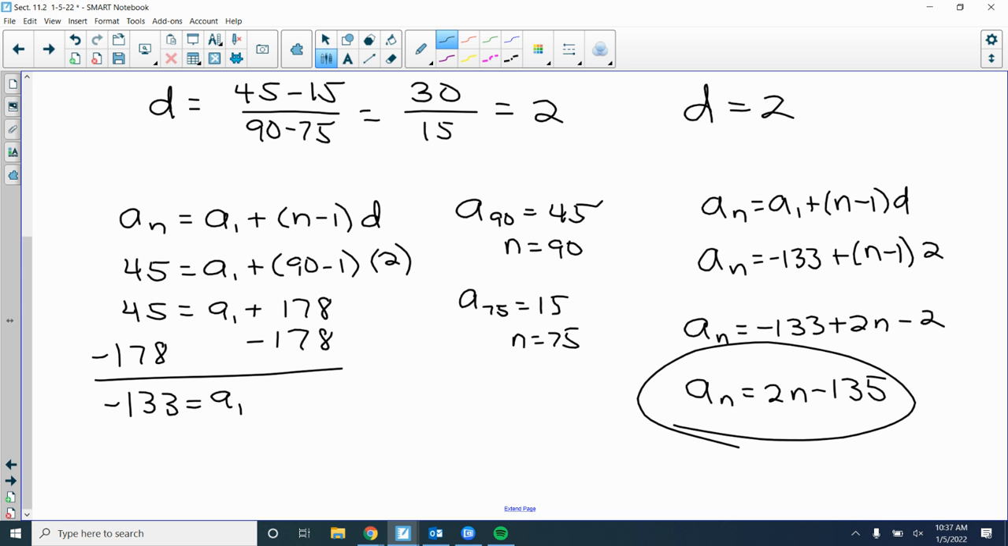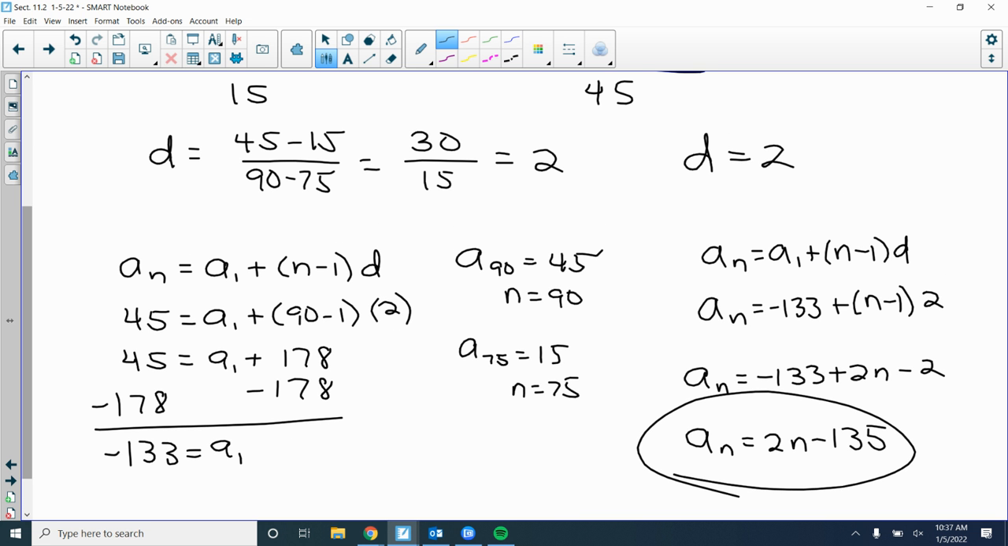If you really want to make sure you got it right, plug in 75. What should you get back? You had better get back 15. If you plug in 90, you had better get back 45. All right, so that one's a little bit more involved. Depending on what values they give you, sometimes you can count backwards to figure out the first term, but this method will work as well.